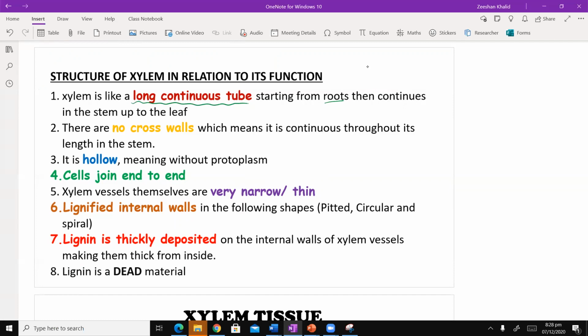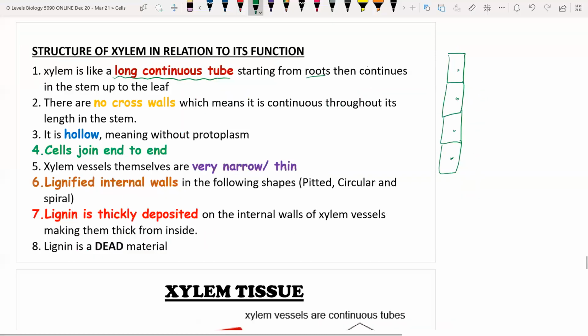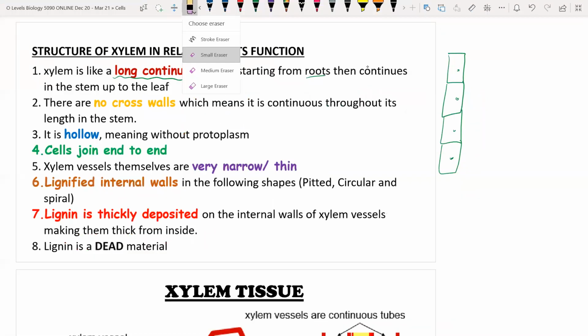Number two, there are no cross walls. What do I mean by cross walls? See, you need to understand, xylem once upon a time was just a stack of cells that were piled up on top of one another. And then these cells became specialized. How did they become specialized? The cells started losing their contents. That includes the nucleus, the cell walls, and all of that stuff.